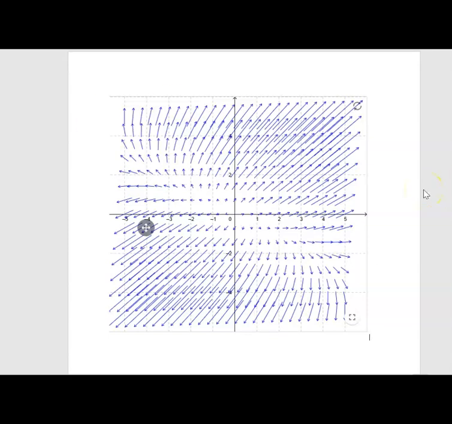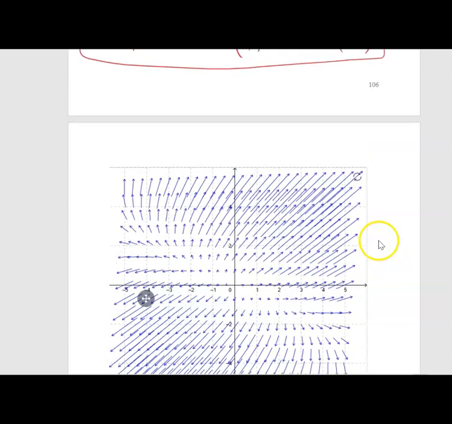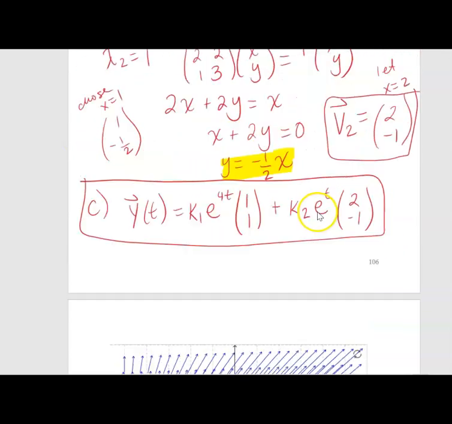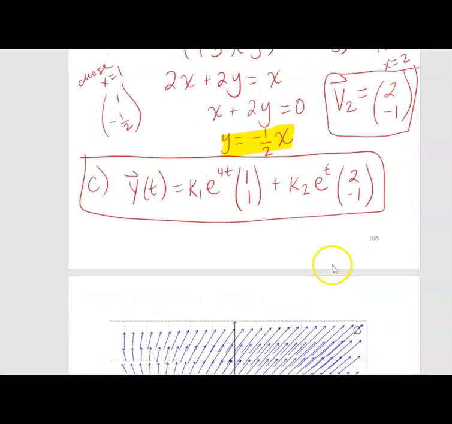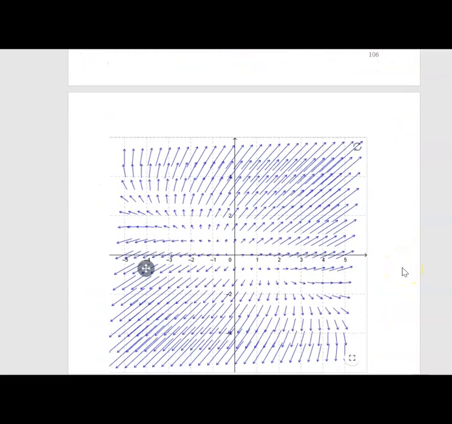But the idea is we've got these two straight line solutions that help us, because we can get those eigenvalues that help us get that general solution. So remember what we had highlighted. We had y equals x and y equals -1/2 x. So y equals x, of course, would just be the line going through the origin, just like this. And then the other was negative 1/2 x. So that would be the line that looks like this.